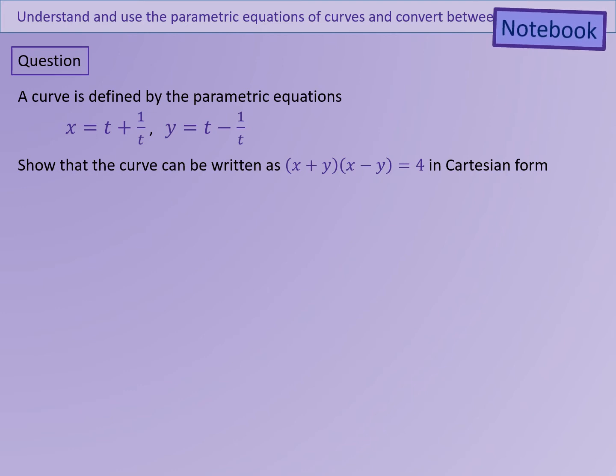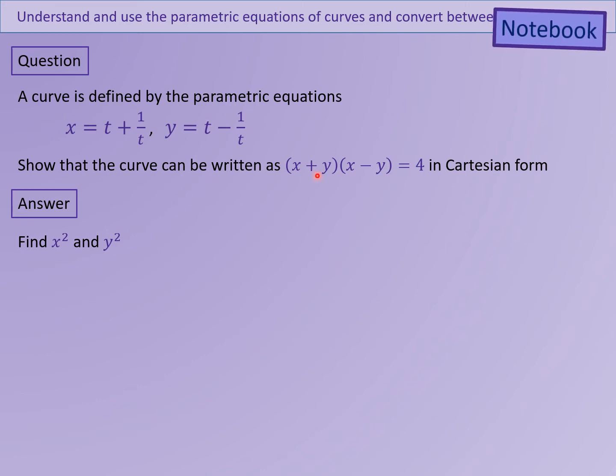Okay, so let's see. The curve is defined by the parametric equation x equals t plus 1 over t, y equals t minus 1 over t. So they're giving you a parametric equation, and what you're trying to show is that it can be written as x plus y times x minus y equals 4 in Cartesian form. So they're giving you a big hint on how to write this in Cartesian form.